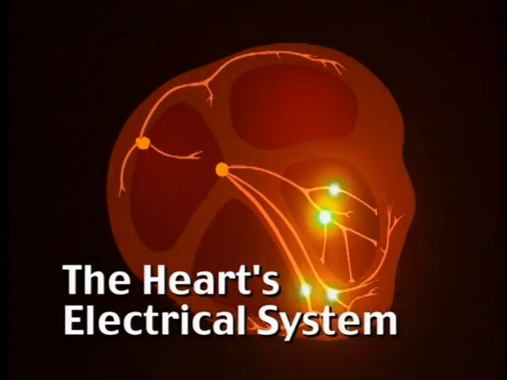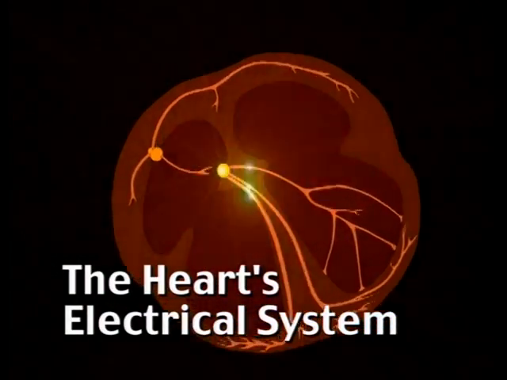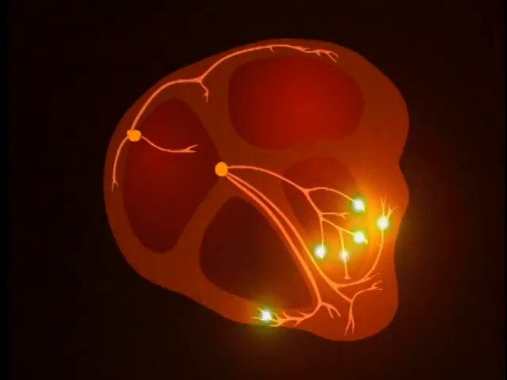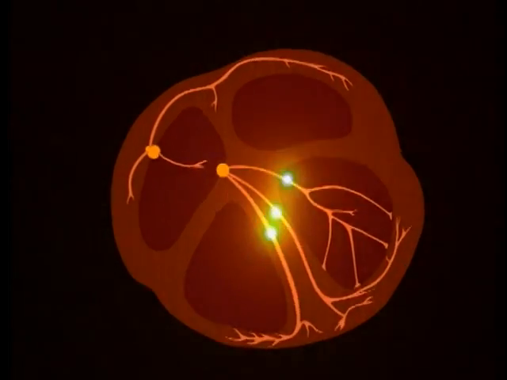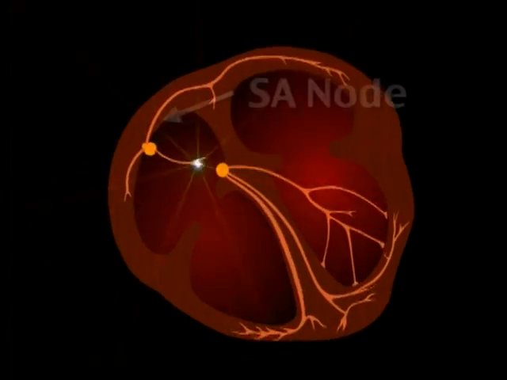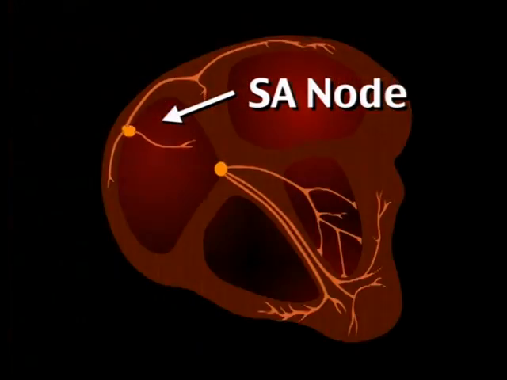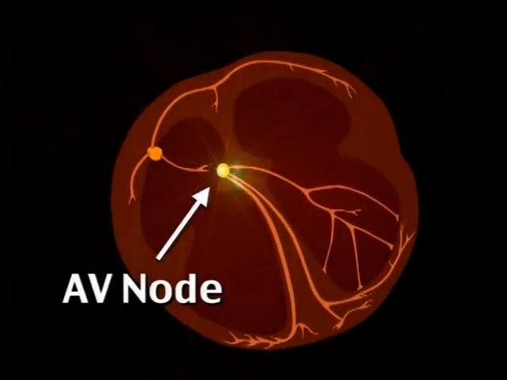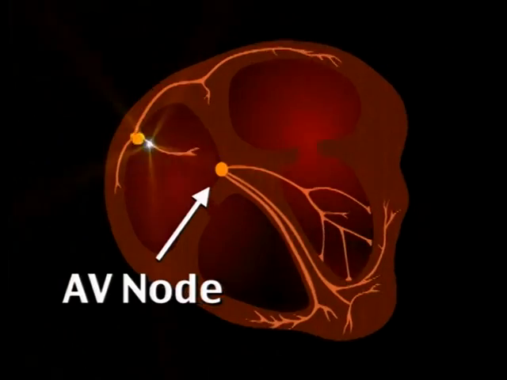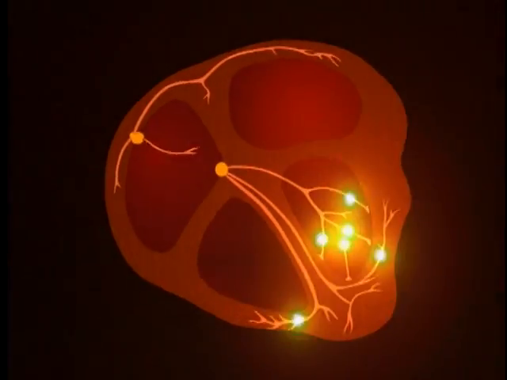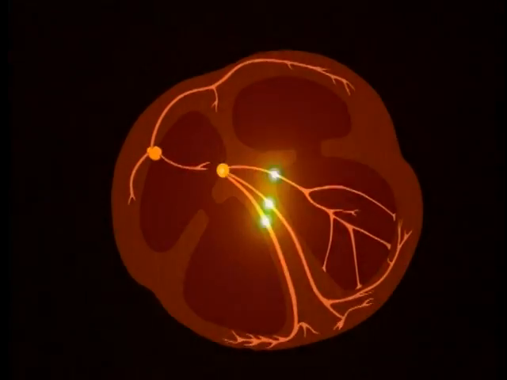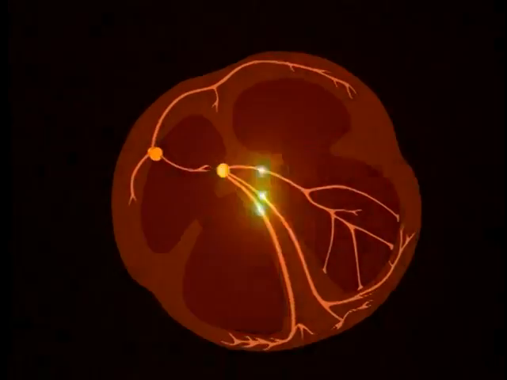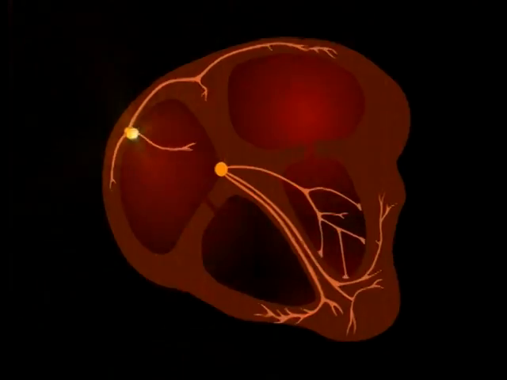The contraction of the heart muscle is triggered by an electrical system contained within the heart. In a healthy heart, an electrical impulse comes from a point near the top of the heart called the sinoatrial or SA node. The impulse travels down to the atrioventricular or AV node, near the bottom of the right atrium. From the AV node, the impulse spreads across the ventricles, causing the muscles to contract and force blood out of the heart.